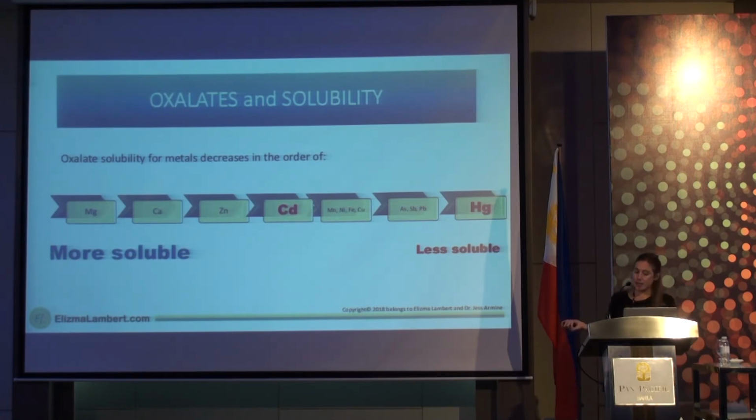And so this is a representation of the solubility factor when it comes to oxalates binding to minerals and metals. You can see that metals like cadmium, mercury, and lead are over there. They are less soluble, so they're on the less soluble side of the list, whereas your minerals such as zinc, calcium, and magnesium are on the more soluble side of the list. And it's in fact this solubility that determines oxalate and heavy metal toxicity. So the less soluble the complex is, the more toxic it is.